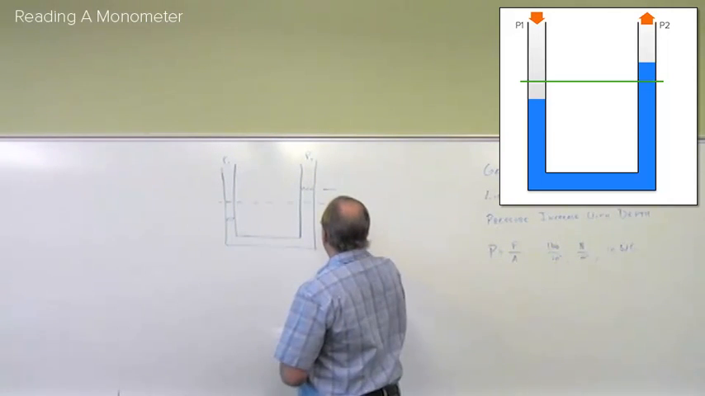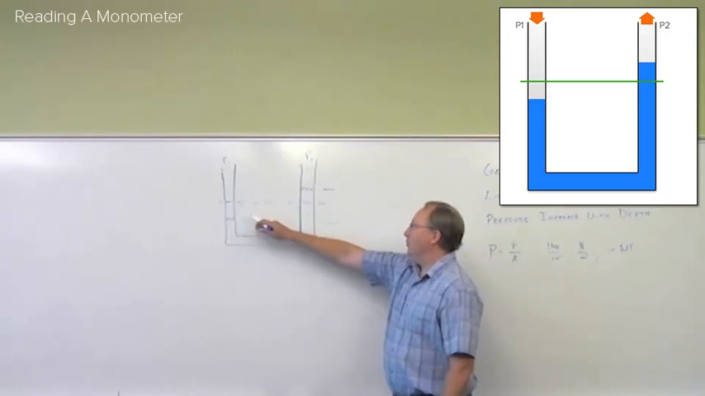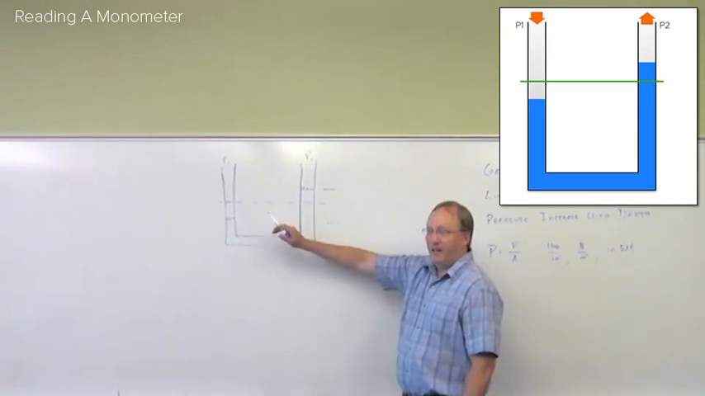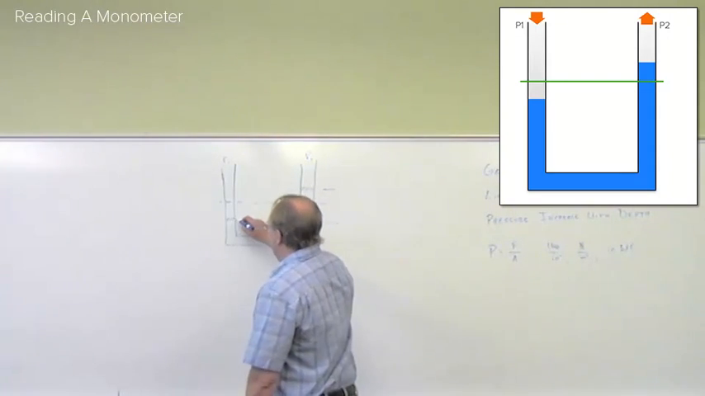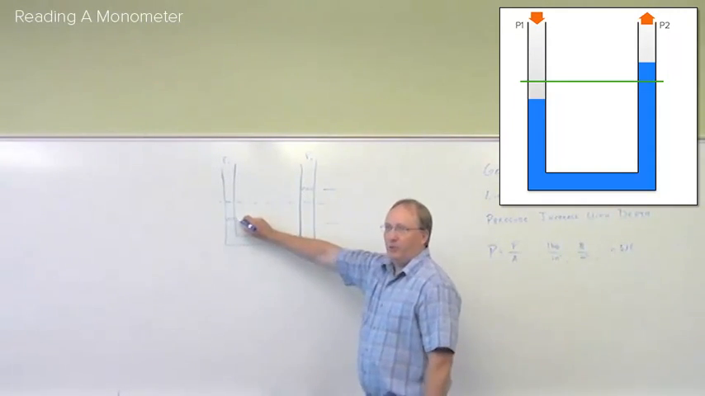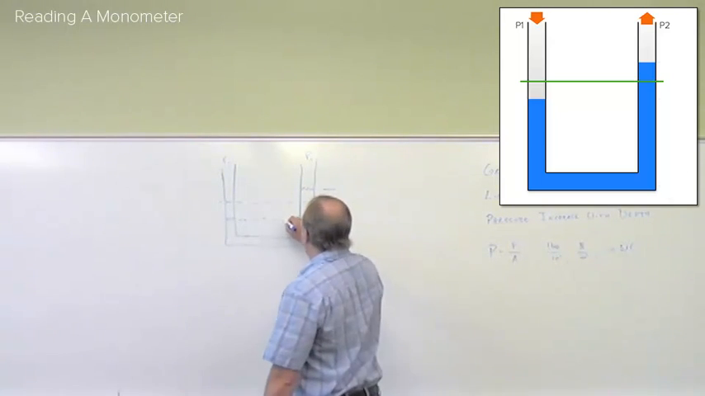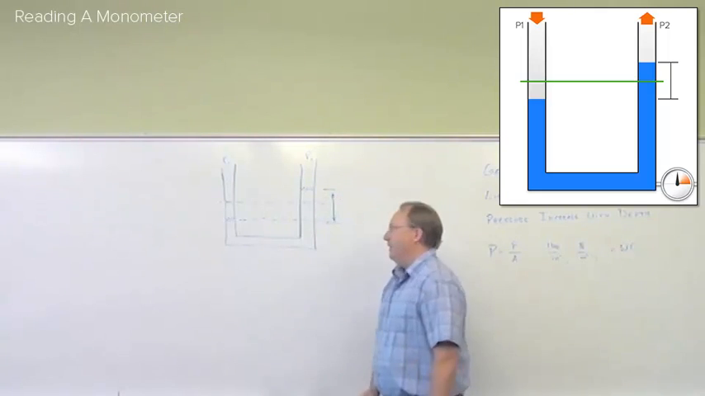And if this were all there was to it, I could just figure out what the difference in level here is and get right to my pressure. In fact, what you're always going to want to do is start right here at the lowest level of your working fluid in the manometer, draw a line over here, and then measure this distance. That's going to tell you the pressure difference.